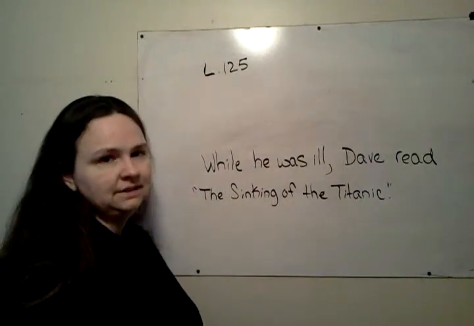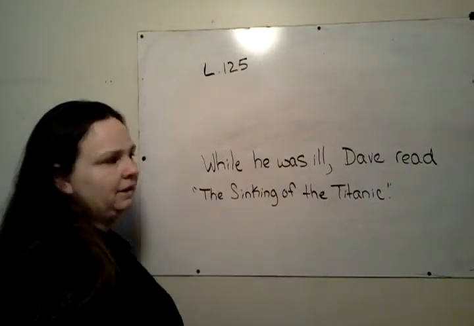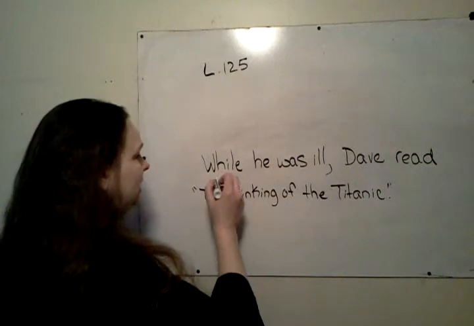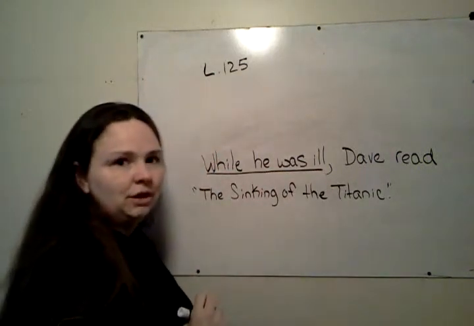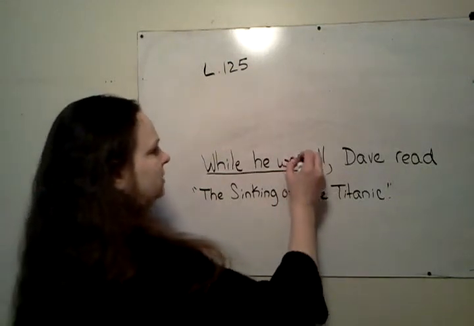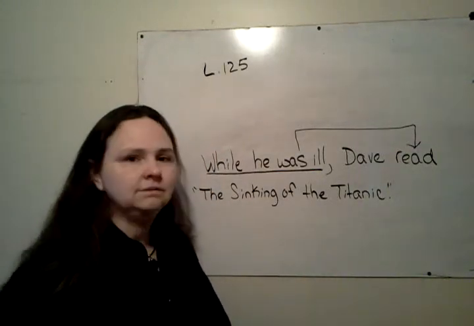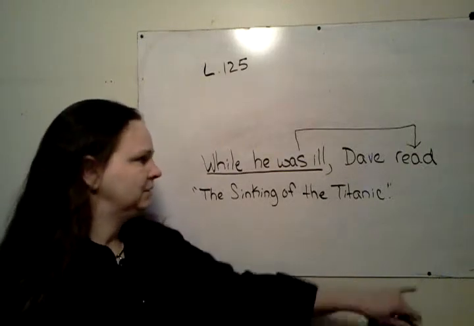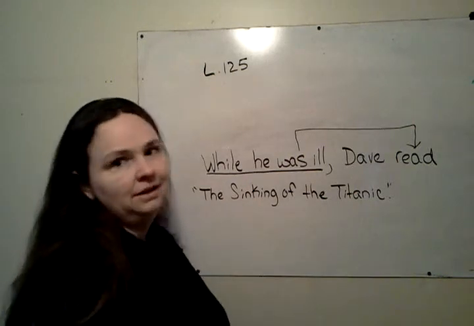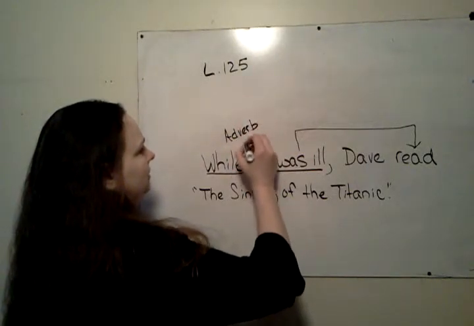While he was ill is a dependent clause. It's not a sentence by itself because of this word right here. It's dependent upon this independent clause. It happens to be an adverb clause. Why? Because it's answering an adverb question about a verb. It's answering a question about the verb read. And the question it's answering is, when? When did Dave read? When was this action of reading done? While he was ill. That makes the whole thing an adverb. And if the whole thing is an adverb, we call it an adverb clause if it's a clause.